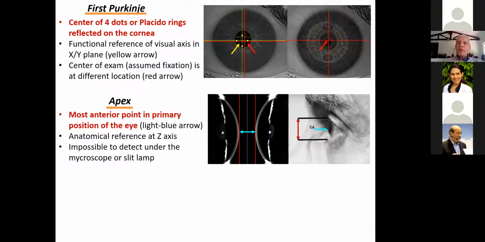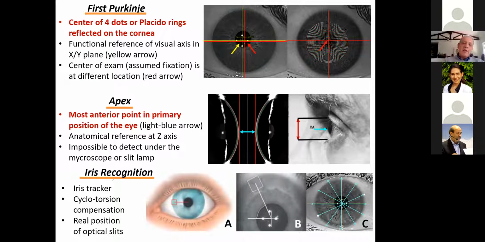Apex is another important thing to recognize. Apex is the most anterior point in the primary position of the eye. And apex is a reference in the z-axis. So it's impossible to be detected under the microscope of the slit lamp.